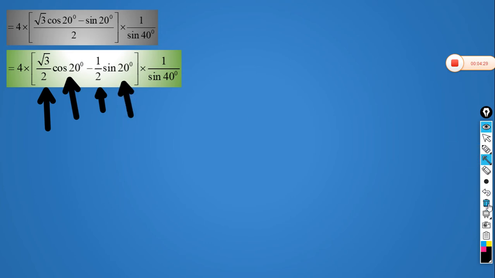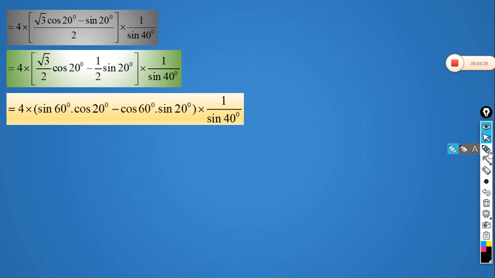After this, I will now write down root 3 by 2 as sine 60 degree, because the value of sine 60 is root 3 by 2. It was not necessary to interpret this as sine 60 only. I could have written this as cos 30 as well, but I wanted to make a sine into cos kind of a relation here, because I need to make this as sine 40. If I get sine 40 from this term inside the bracket, I'll be able to cancel it with this sine 40, which is lurking in the denominator.